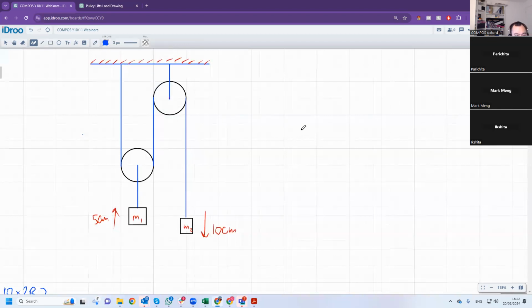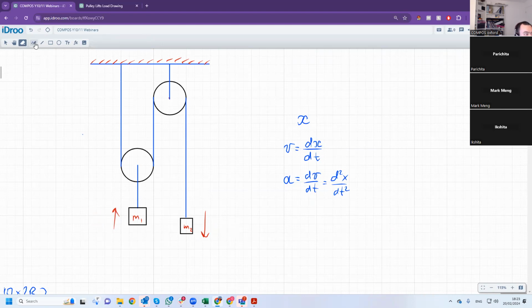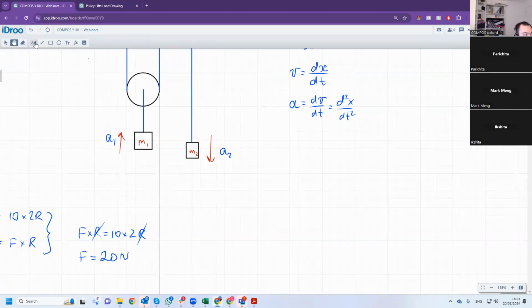But when you realize that displacement x, velocity is the derivative of the displacement, and acceleration is the second derivative, the derivative of the velocity, dv/dt, which is d squared x over dt squared. If you replace x with half x, the acceleration will also be half. So if this acceleration is a2, and this is acceleration a1, then we can say that a2 is double a1.